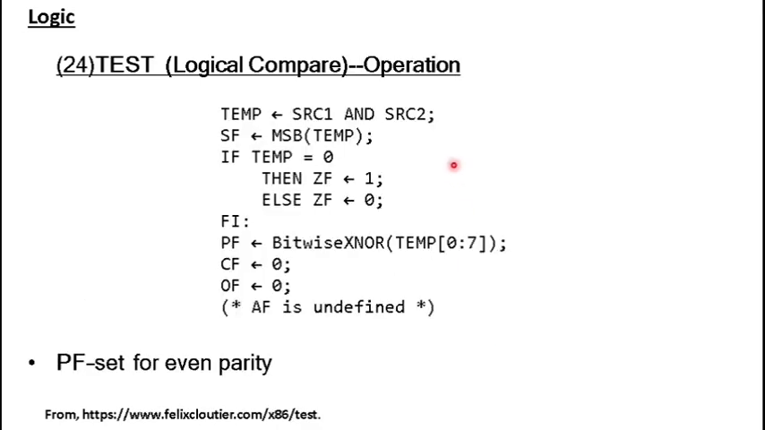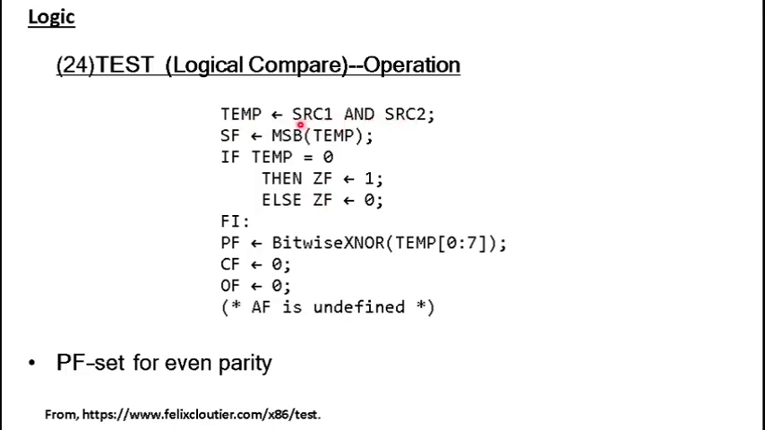Now let's see how the TEST instruction works. As I told earlier, TEST will do a logical AND of source and destination. Then the result will be temporarily stored. Based on the result, some status flags will be set: the sign flag, the parity flag, and the zero flag. The sign flag will be set as the MSB of the result, while the zero flag will be set based on the result that we obtain after performing AND of the destination and source.